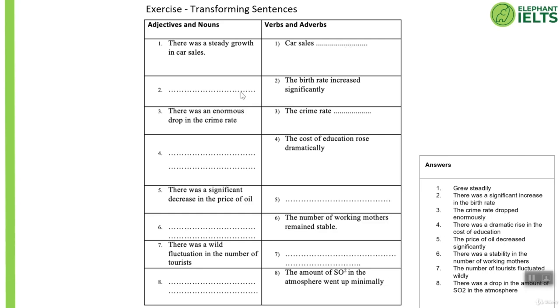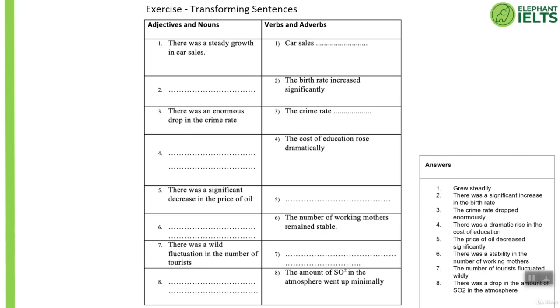This one is the other way round. The birth rate increased significantly. Beginning with there was, a significant increase in the birth rate. So number 2 would be there was a significant increase in the birth rate. Look at number 3. There was enormous drop in the crime rate.